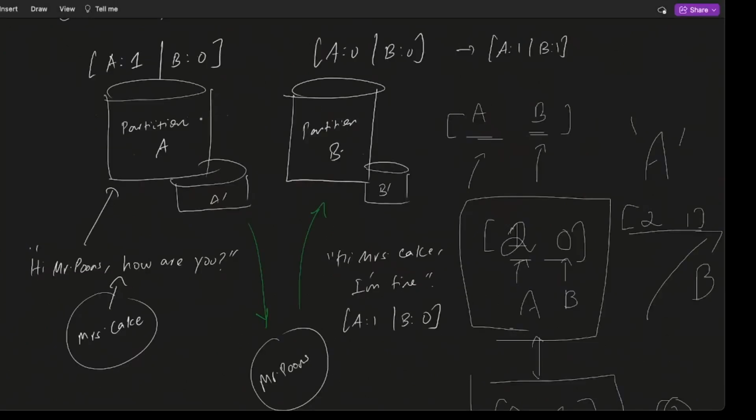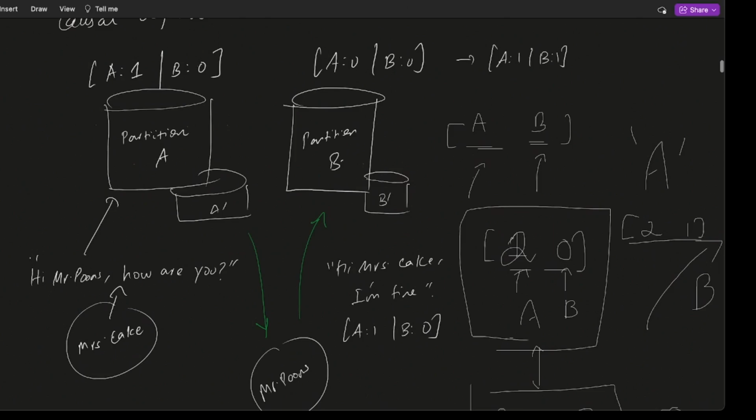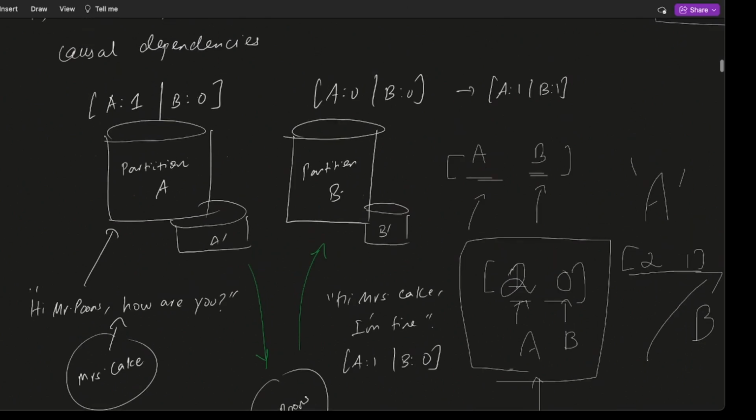So going with this level of understanding for now, let's say Mrs. Cake initially sends the message, hi, Mr. Poons, how are you? To partition A.